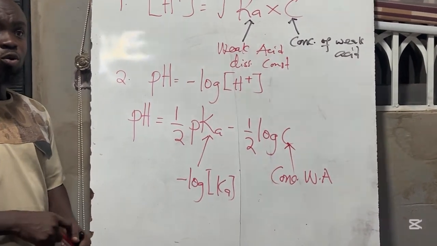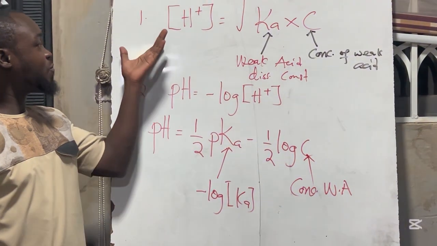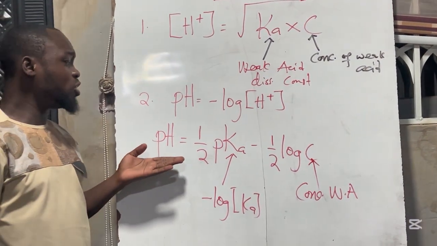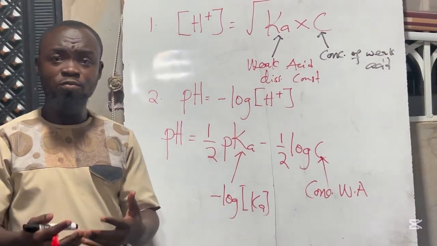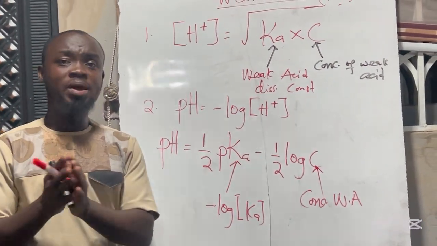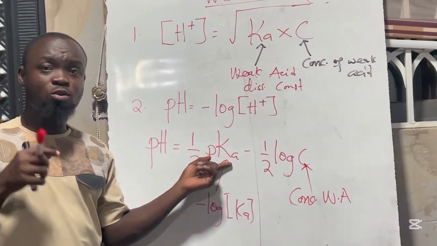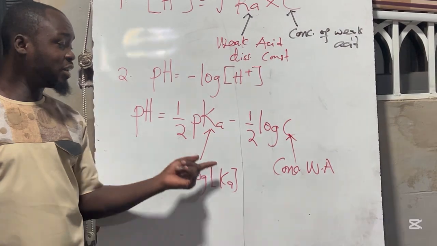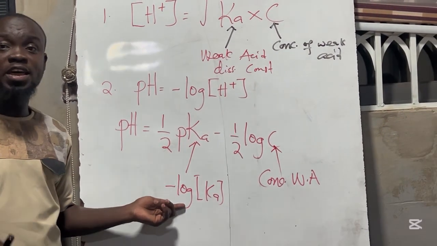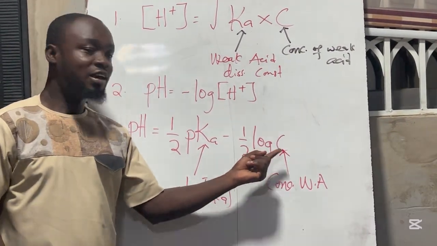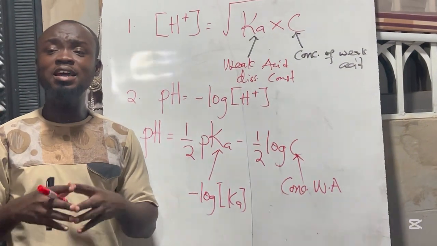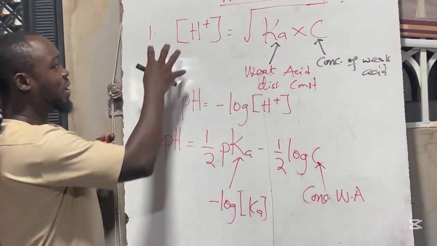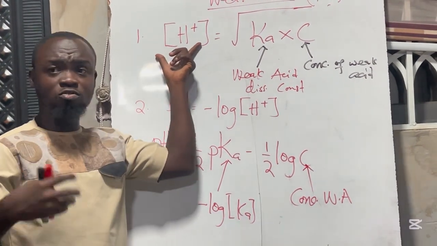Is that okay? So if you think the first one is going to be more complex or is going to waste time, you can equally use the general formula pH is equal to half pKa minus half log C. Meaning, first of all, you need to get your value of the pKa, because mostly in the questions, you'll be given the Ka value. So you can get your pKa by just taking the negative log of the Ka. Is that okay? Then the C is the concentration of the weak acid, and that will also be stated in the question as well.